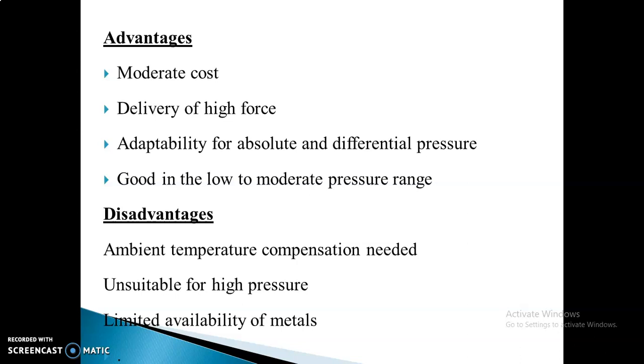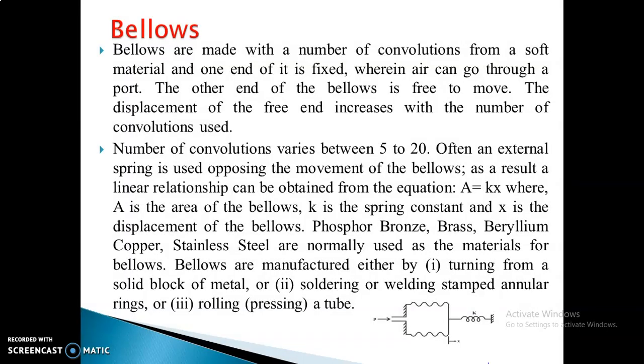Advantages: moderate cost, high force, adaptable. It is unsuitable for the measurement of high pressure. When you are looking at these bellows, the materials used are phosphor bronze, brass, beryllium copper. So according to the expression A equal to K x, they are calculating the pressure using this bellows type.